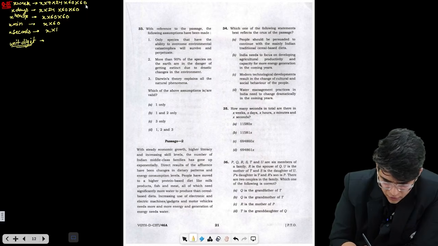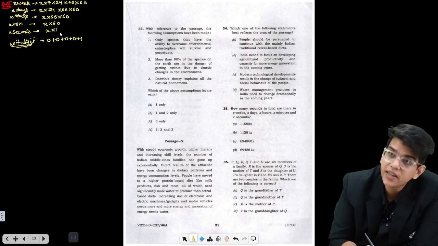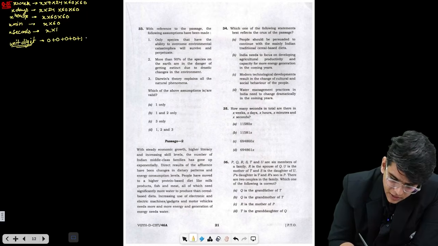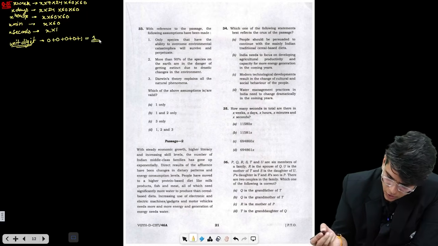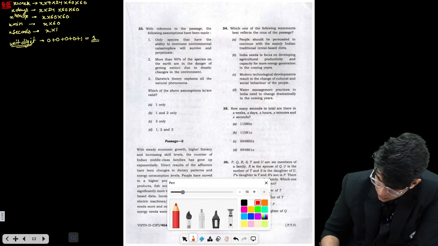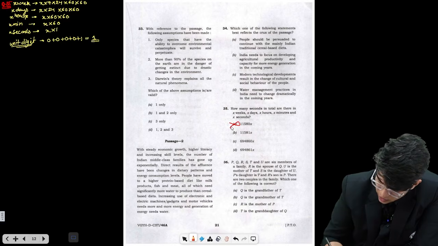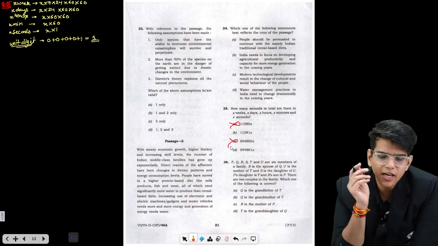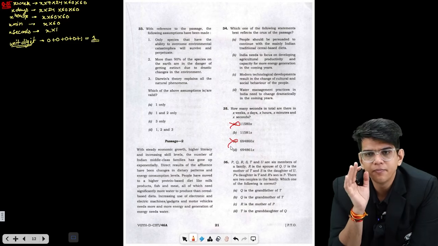From the first you will get the unit digit 0, then 0, then 0, then 0, and in the last you will get the unit digit as 1, right? So basically the unit digit will be 1 overall. There are 2 options where you are getting the unit digit as 1. So that's why this can't be your answer, this can't be your answer. You are left with options B and D.